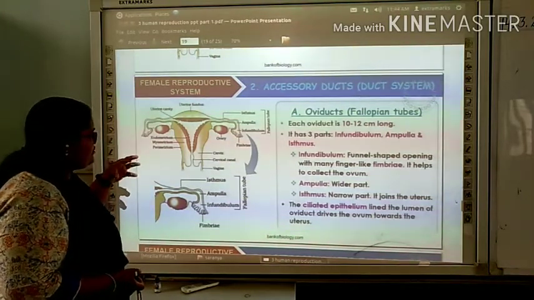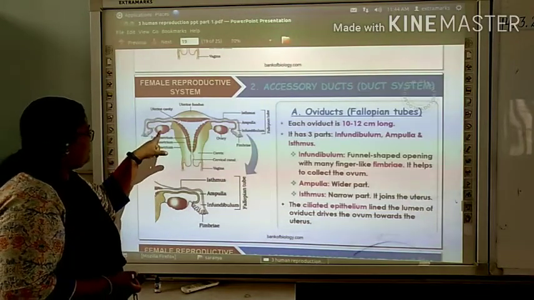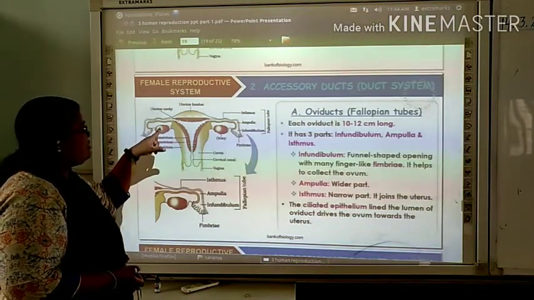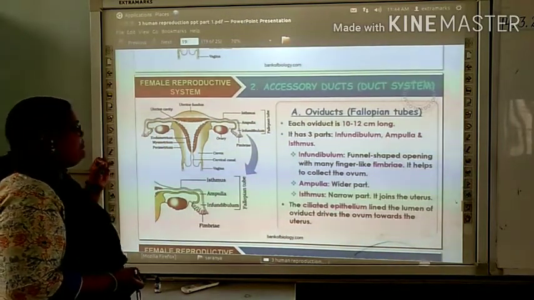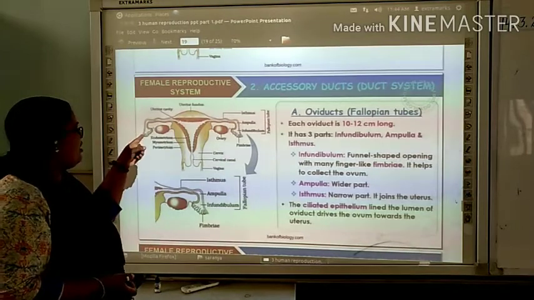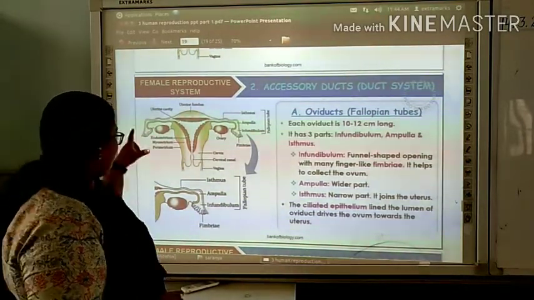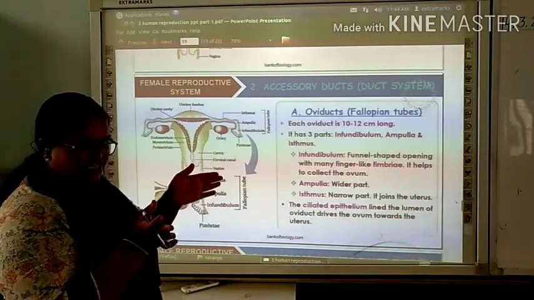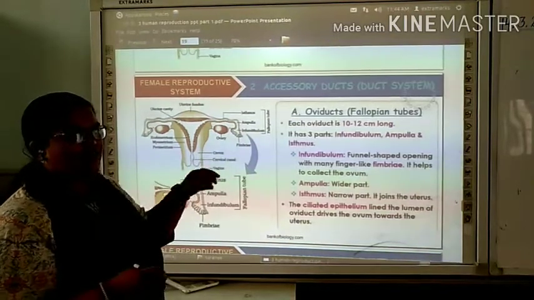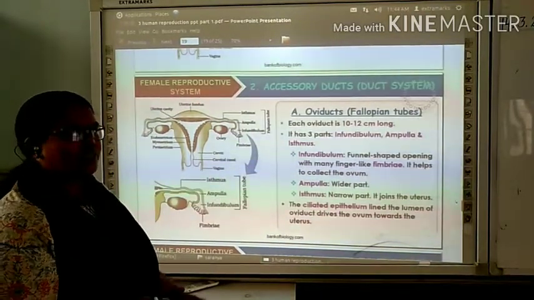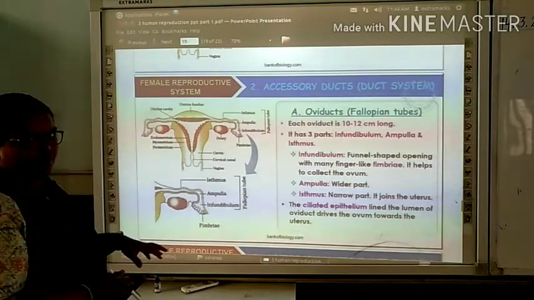So what is the function of this? It helps in the collection of the ovum from the ovary. After maturation, the ovum will be released from the ovary. That will be collected by the finger-like projections called fimbriae, and it will be taken into the infundibulum part. So the infundibulum is a funnel-shaped opening with many finger-like projections at its tip, called the fimbriae. Their function is to help in the collection of the ovum.